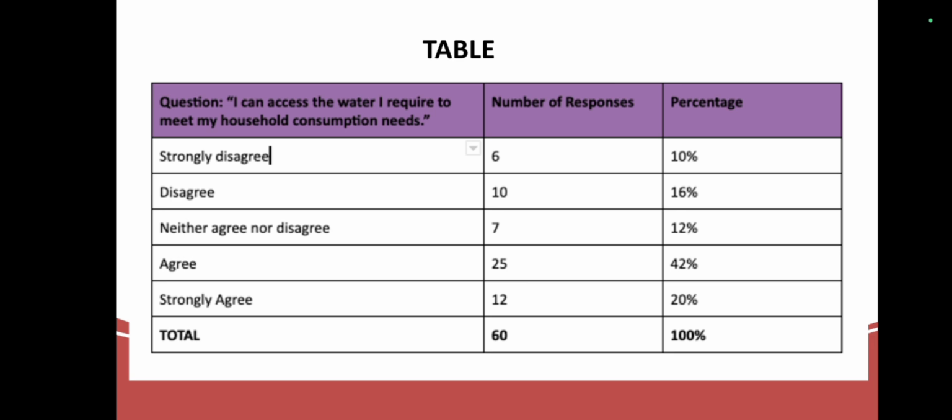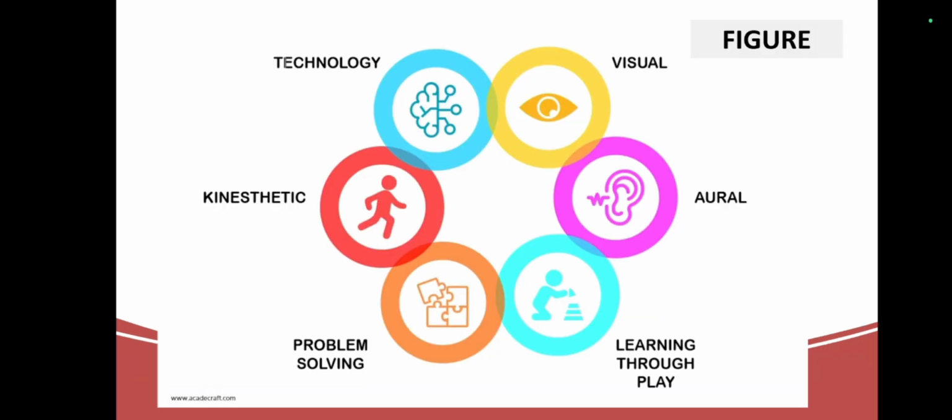Wherein in here, question: I can access the water I require to meet my household consumption needs. Strongly disagree, disagree, neither agree nor disagree, agree, strongly agree. And then, number of responses. Dito nyo lalagay kung ilan ang strongly disagree sa question, ilan ang nag-disagree, hanggang sa strongly agree. And then, of course, ito total nyo na siya.